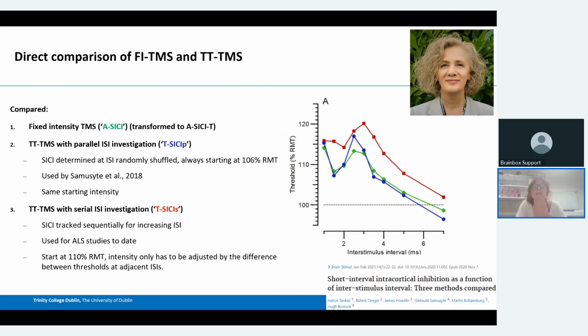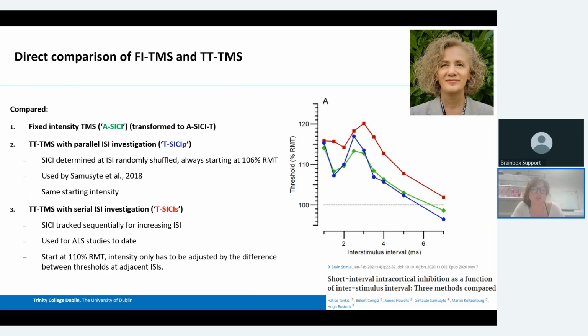So then there's a bunch of great studies by Hashi Tankisi and the same group and Hugh Bostock, where they're looking at refining these different approaches. So here in this study, they looked at amplitude-based SICI or fixed intensity TMS recorded SICI versus two different types of threshold tracking, so-called parallel and serial. So in the early motor neuron disease studies using threshold tracking, they were using this serial threshold tracking.